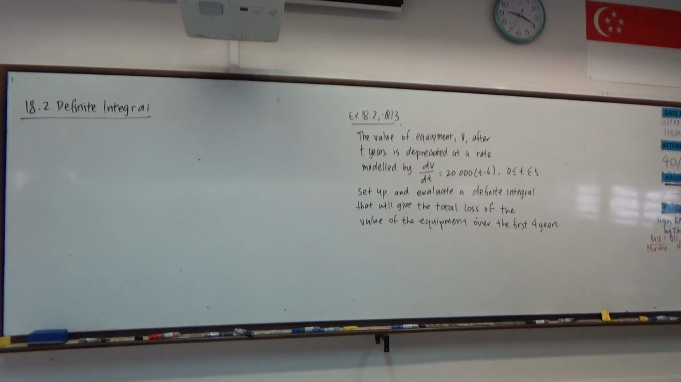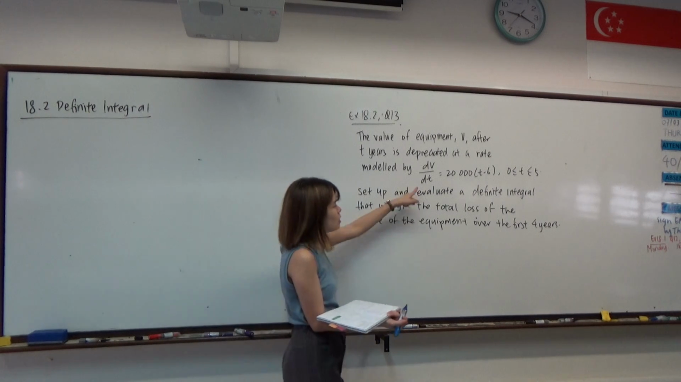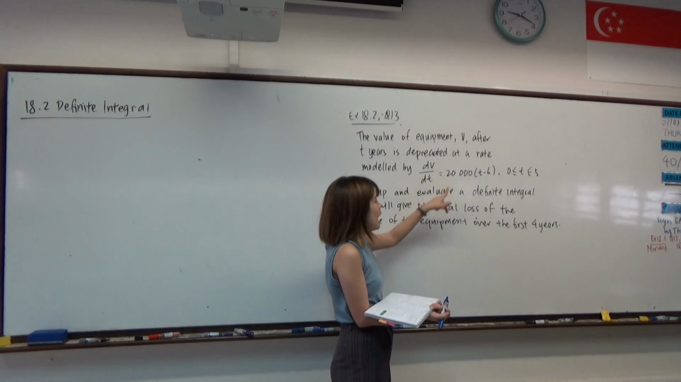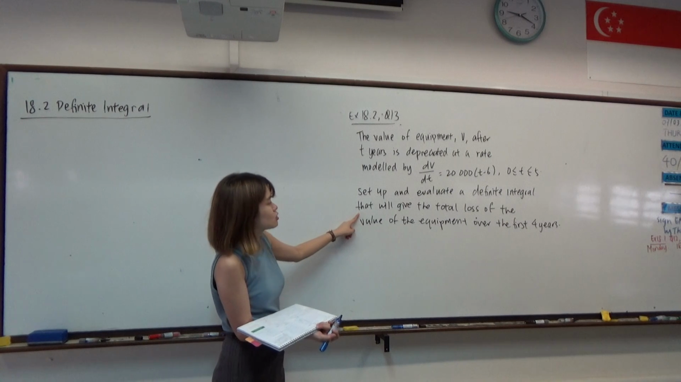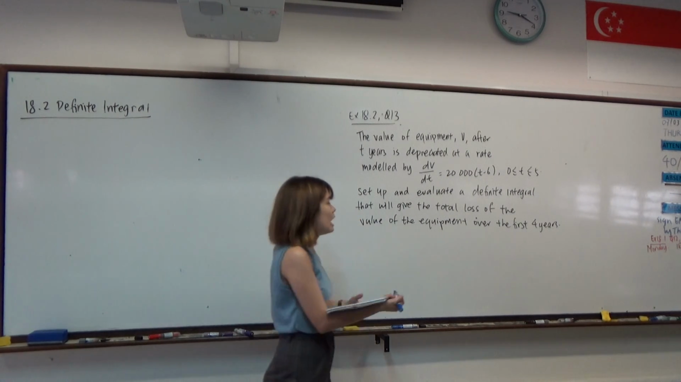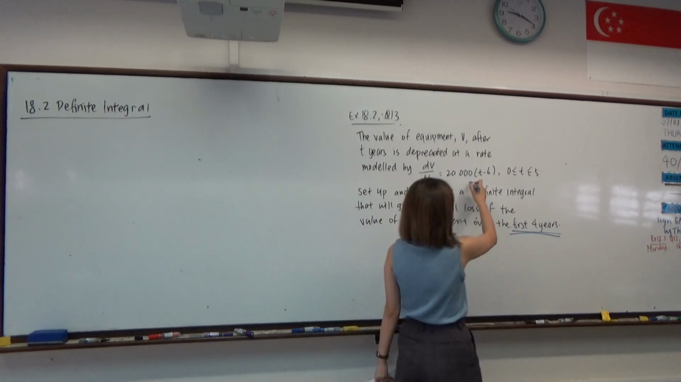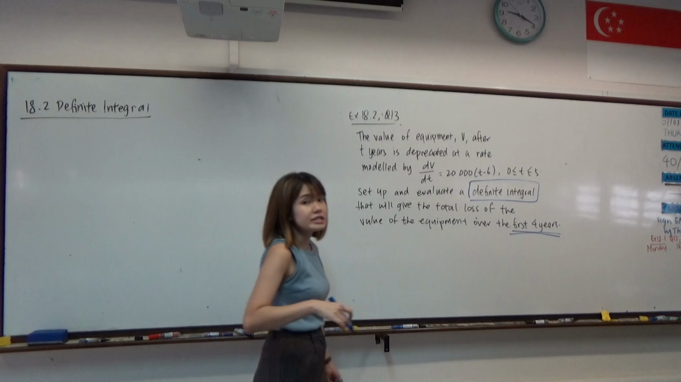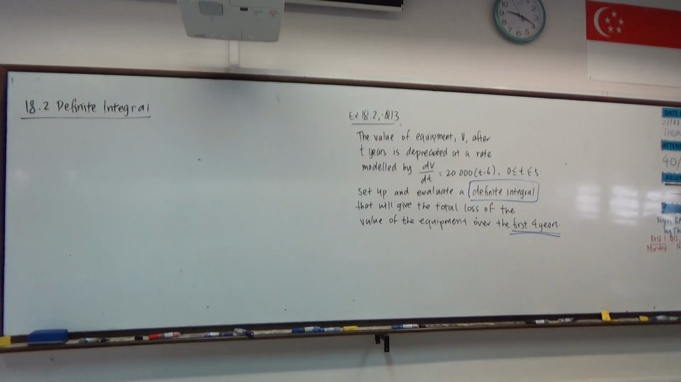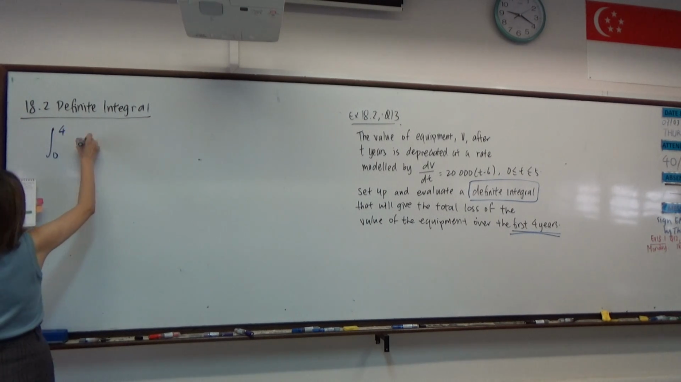So in fact, setting up the integral, we will be integrating this thing. However, the question wants you to find out the total loss of the value of the equipment over the first 4 years, and the question actually wants you to set up a definite integral. So we cannot just do a simple integration of dV over dt itself to get V. For the first 4 years, what are your lower and upper boundaries? Zero to four, right? First 4 years, so in this case, 0 to 4.